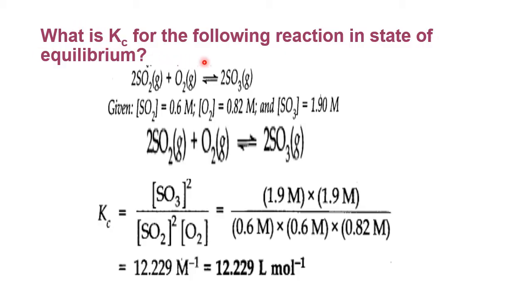What is Kc for the following reaction in state of equilibrium? This is a reaction, formation of sulfur trioxide from the sulfur dioxide, which is in equilibrium. At that time, what is the Kc value, given that concentrations of all the reactants and the product are given?